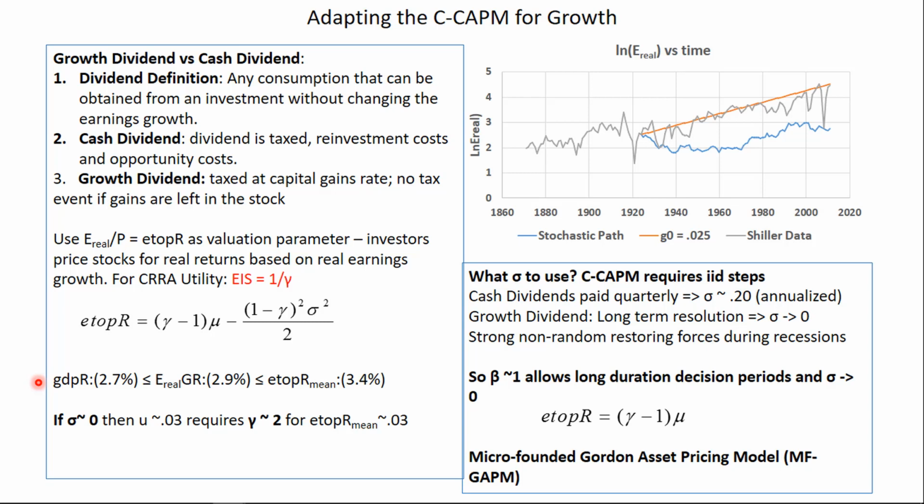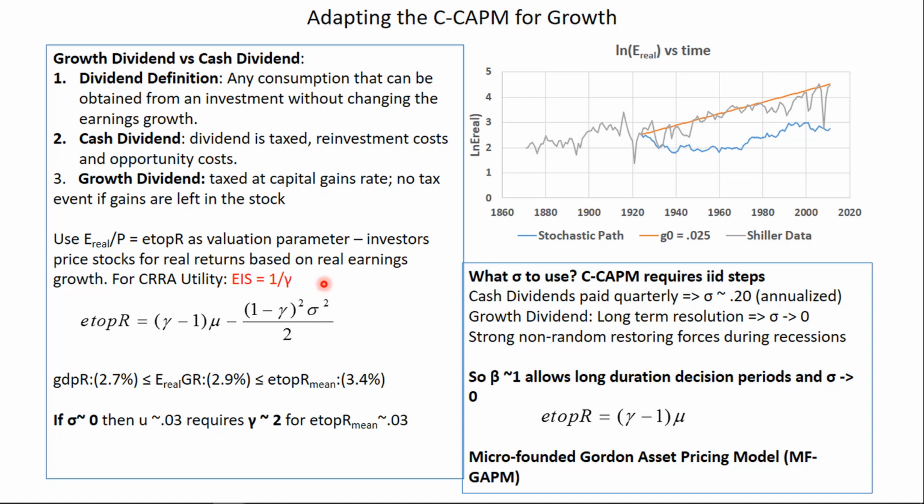So let's just use some rough numbers. If you just drop the second term here, if sigma is 0, then the growth rate is about 3%, 0.03. And if you have a mean earnings yield of about 3% also, this requires a gamma of about 2 to make the match if sigma is 0. So everything looks good here, except that we still have the second term to deal with.